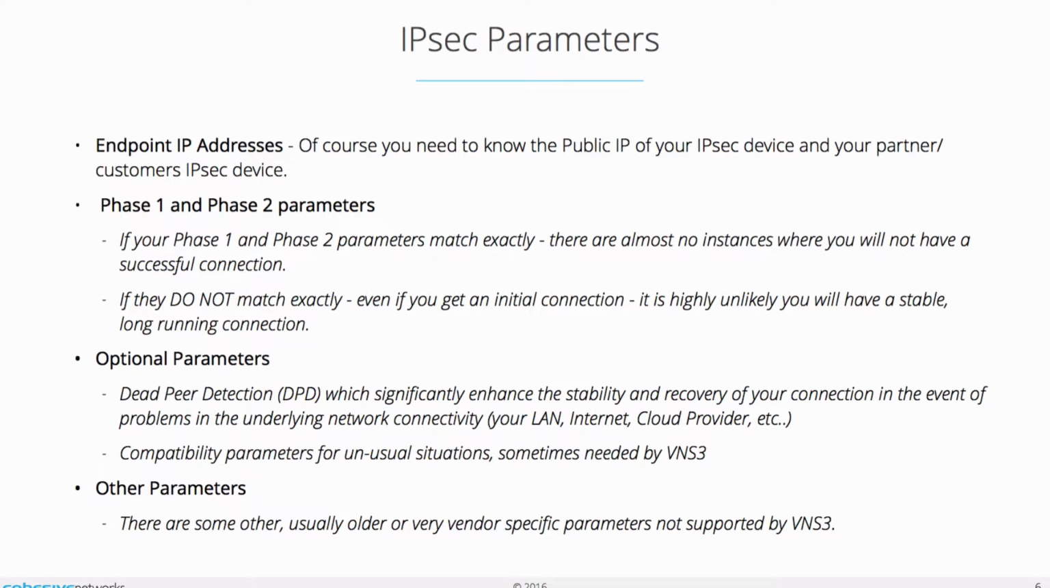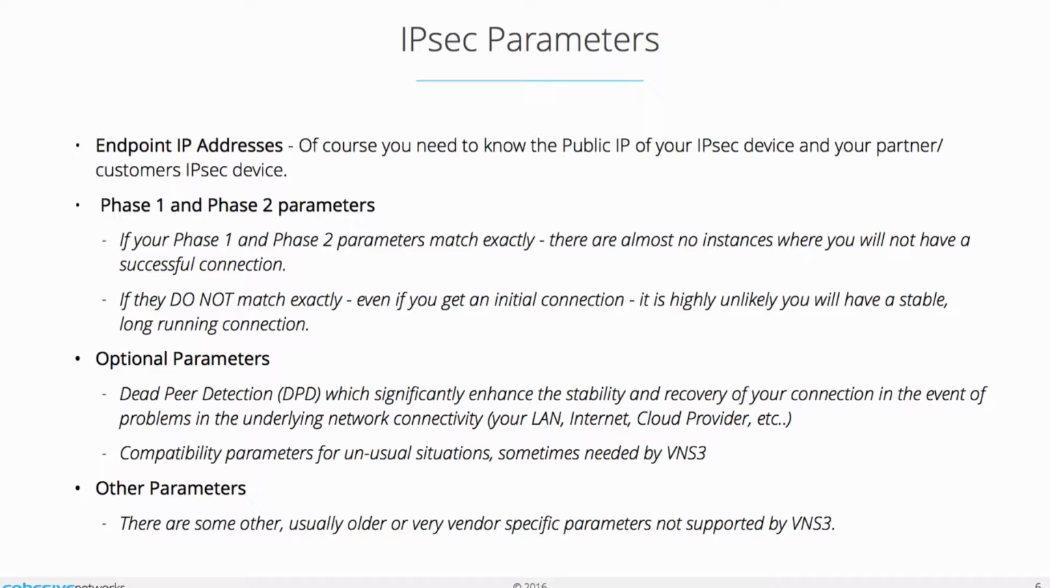Let's look at the key parameters. The key to troubleshooting is getting it right in the first place. There's something around 14 parameters that you need for a stable IPsec site-to-site VPN connection. And if you match those exactly, you're going to have a successful connection.